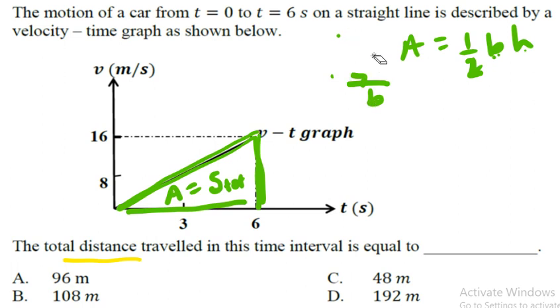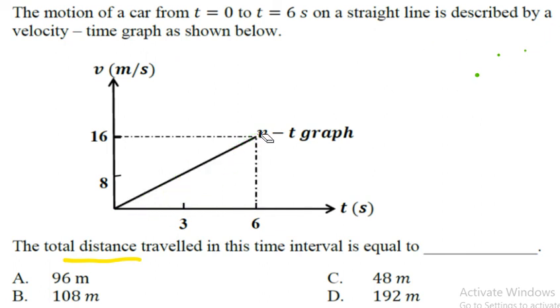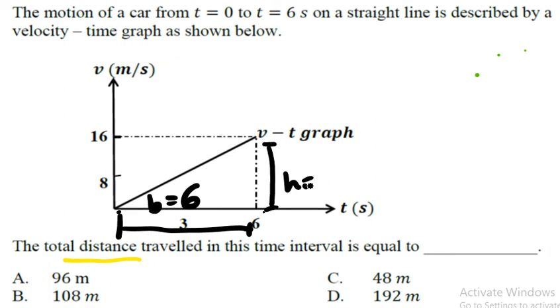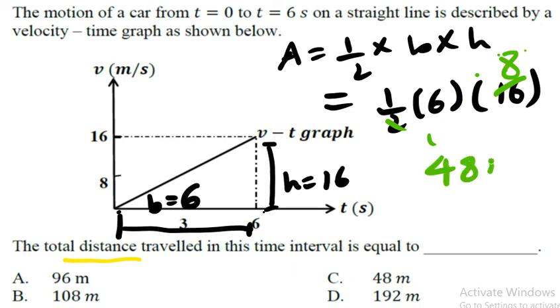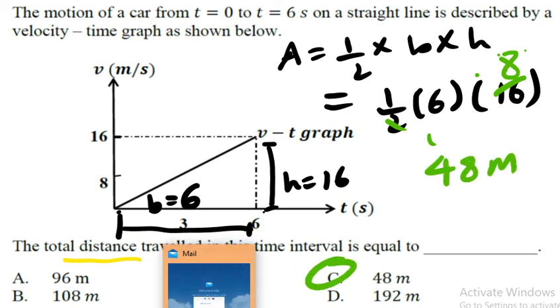So this time we have the base and the height in the graph. What is the base? This length from here to here. How long is it? 6, from 0 to here. This is the base. What about the height? From here to here. This is the height which is given to you, 16. So the area is half times base times height, which is half times 6 times 16. You can cancel as you like: 6 divided by 2 is 3, or 16 divided by 2 is 8, and 8 times 6 will be 48 meters. So the answer will be C.